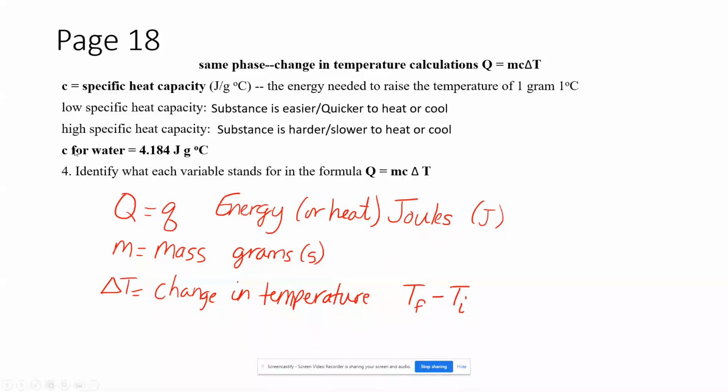So the specific heat for water is 4.184, and the unit is a joule. This should be per gram degrees Celsius. Oops, not crossing it out. The unit should be joule per gram degree Celsius.